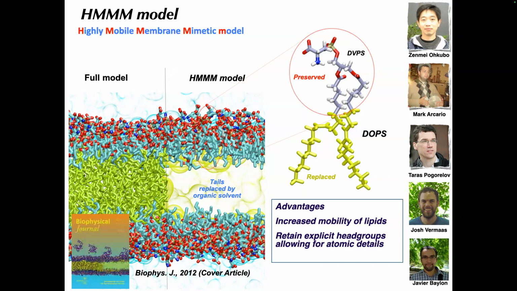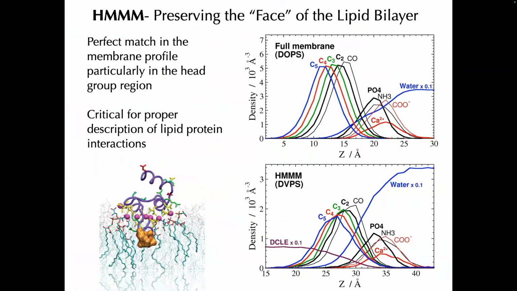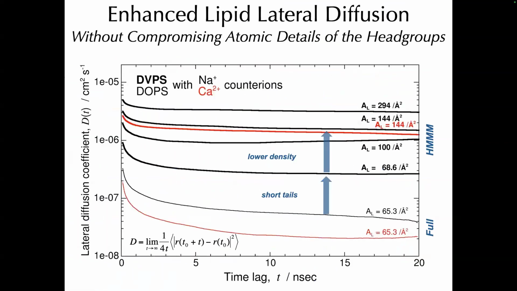And then what's going to happen is that when you simulate them, if you look at the distribution of different atoms, the surface of the membrane looks very similar to full membranes. So water and everything, their distribution matches very nicely. And then if you look at the lateral diffusion constant of the lipids, how fast they move laterally, you can see here we are with the full membrane.